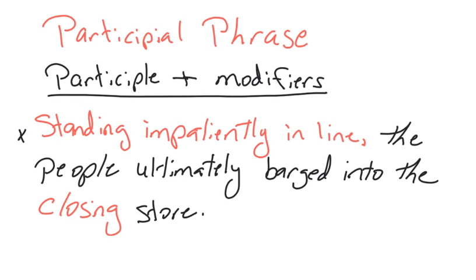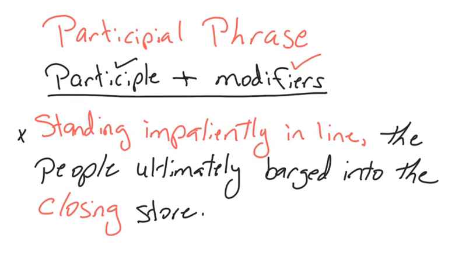Now, what about the participial phrase? A participial phrase consists of a participle and all of its modifiers, including adjectives, adverbs, and so on. Now, if you look at this example sentence, it starts with the participial phrase standing impatiently in line. The people ultimately barged into the closing store.